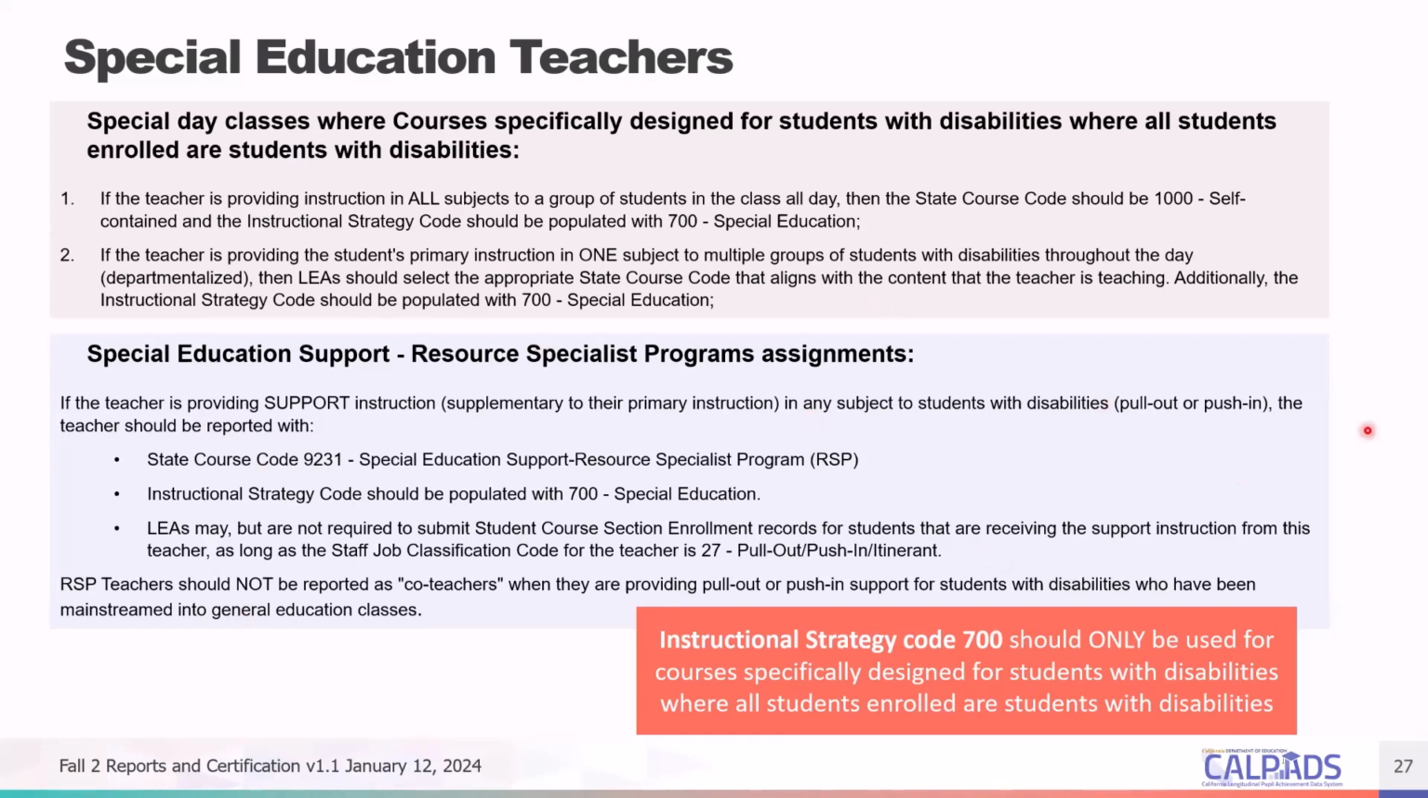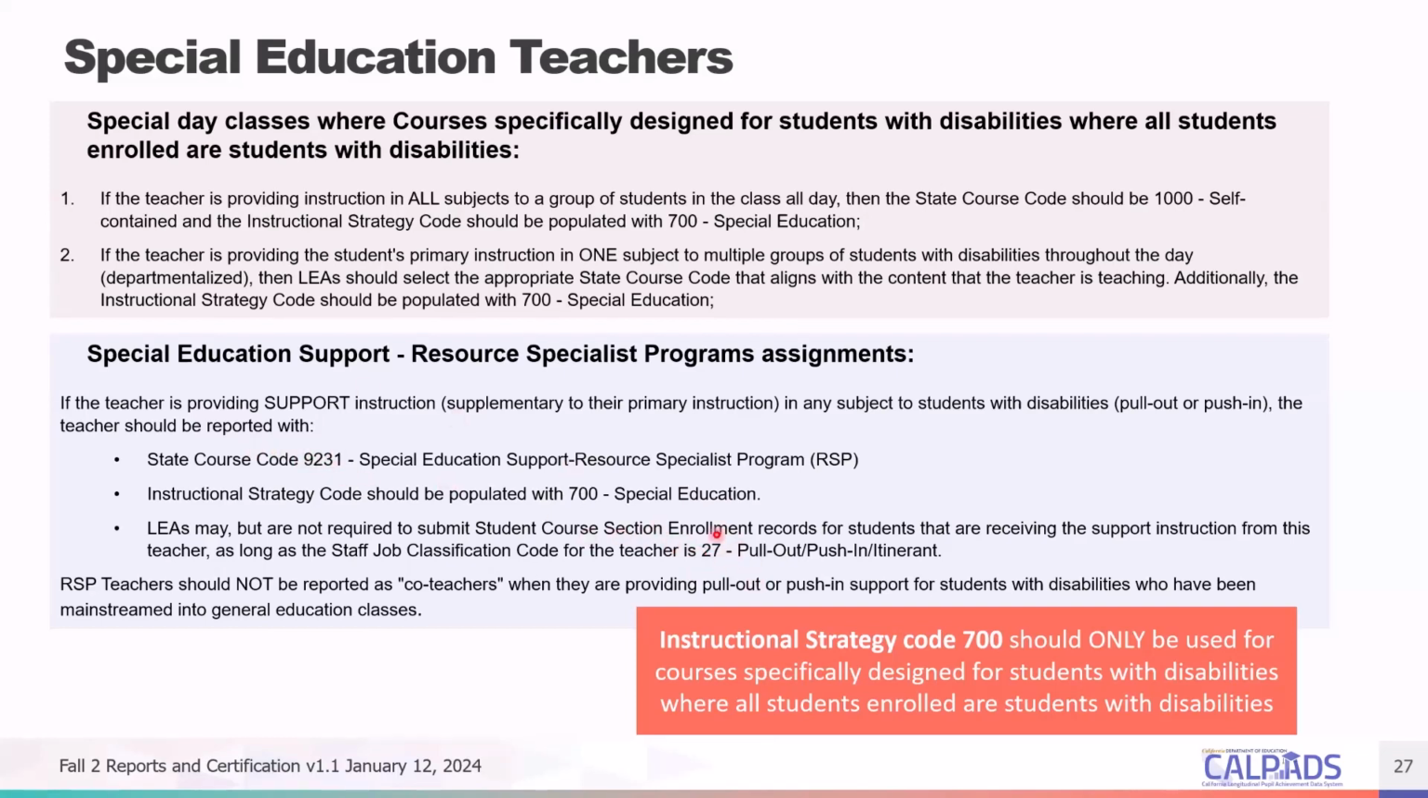If a staff member is team teaching a class, then you have to separate their class. You have to assign them to a state course code of 9231, which is the RSP or whatever special ed RSP specific class that the teacher is handling. You have to mark it as a 700 and make sure that you report the teacher as a 27, which is the itinerant job classification. This is important, okay? 27 and 9231.